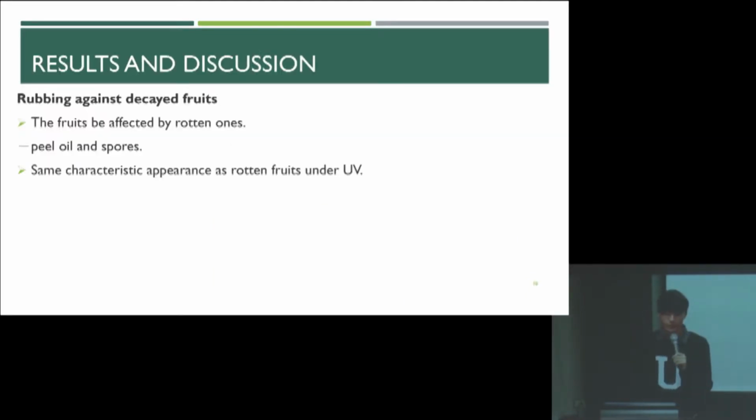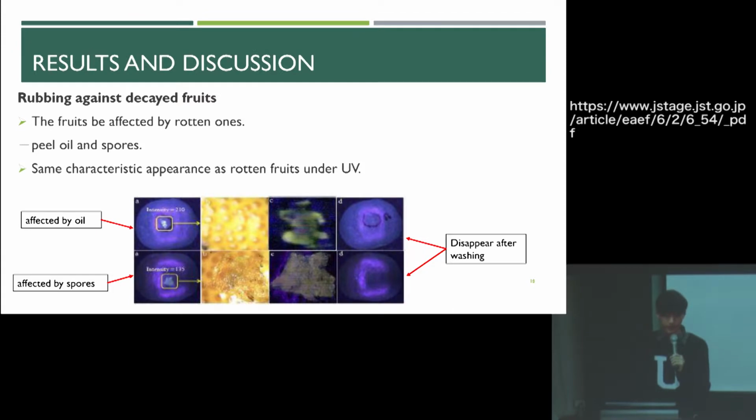And the next one is the rubbing against decayed fruit. It is the fruit being affected by the rotten ones. The rotten ones will have pure oil or spores, and it will be spread out to the fruit ones and affect them. So it will have the same fluorescence appearance as the rotten one has. And as you can see, the top one is affected by the pure oil, and the bottom one is affected by the spores.